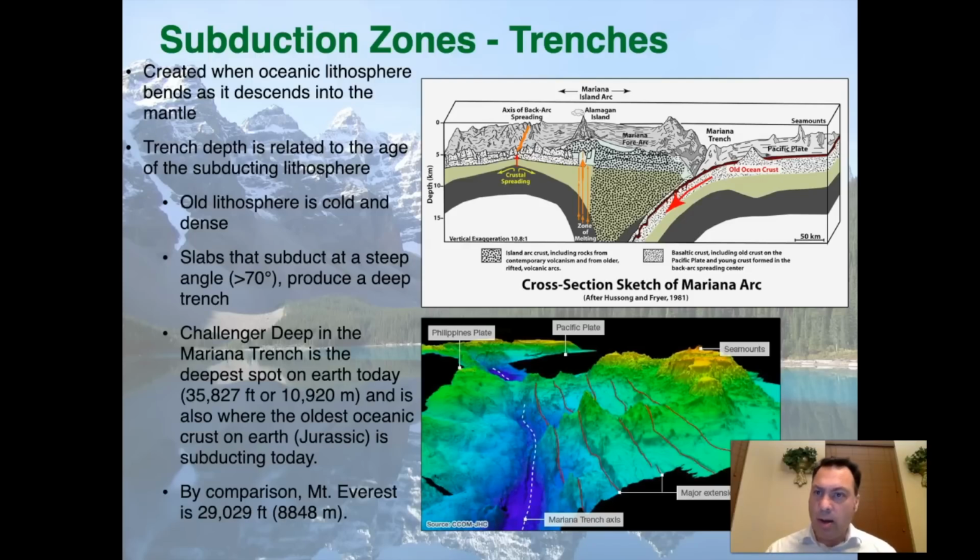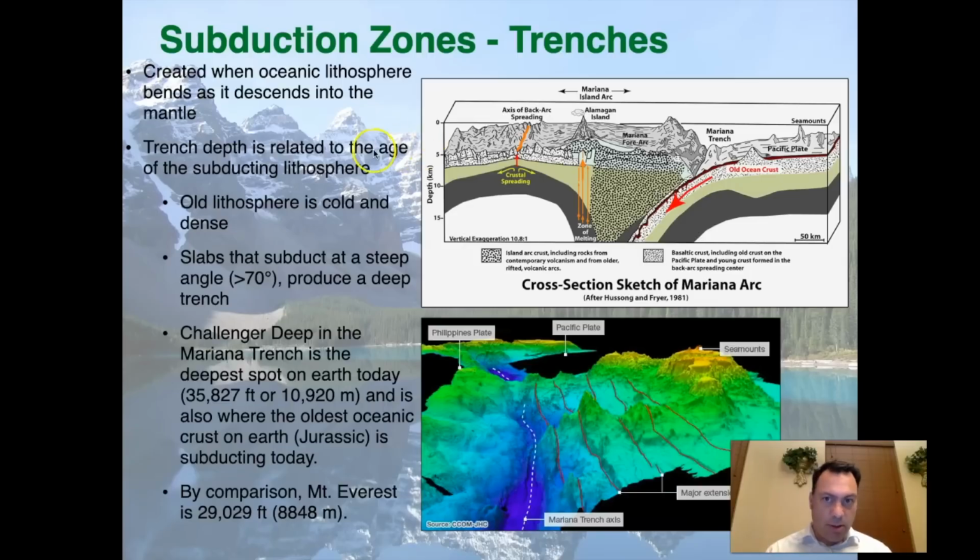So the trench is created when oceanic lithosphere bends as it descends into the mantle. We talked about this in the plate tectonics lecture that we did way towards the beginning of the video series, that we have a plate, the old ocean crust, in this case it's the Pacific plate, that is subducting underneath the Philippines plate, and it's creating an island arc up above it. And the result is, as it's arching in, you're forming a subduction zone which manifests itself in the form of a trench, which we see right on the surface.